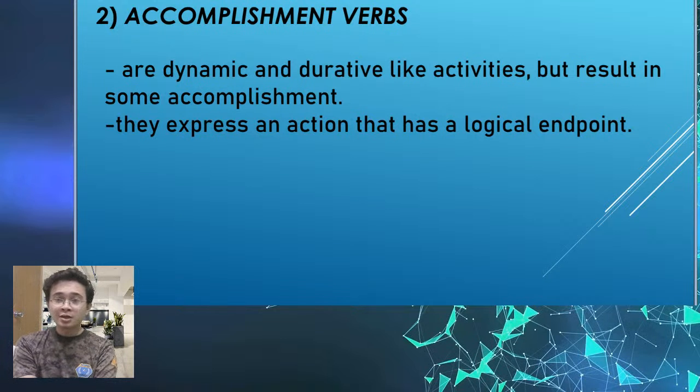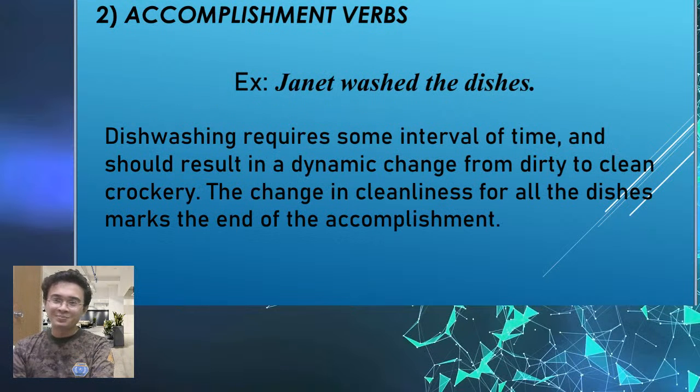Also, accomplishment expresses an action that has a logical endpoint. When we say logical endpoint, it means there's an ending, a result or logical result of this action. Example sentence: Janet washed the dishes. Of course, our verb here is washed. When we say washed, it means maybe the dishes were already finished washing at that time. I think it means there is a result of that action already.